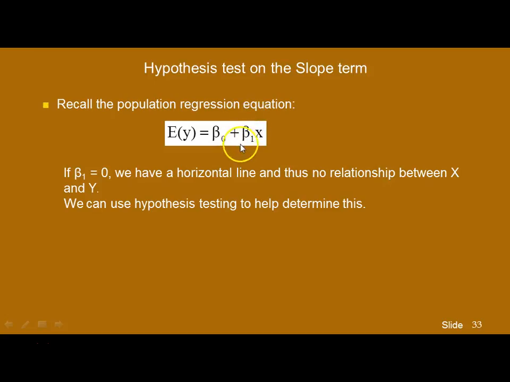Notice, of course, if this slope term is equal to 0, and we looked at this graphically earlier, then there is no relationship between x and y, or at least no linear relationship. So one of the hypothesis tests we're going to be interested in is, can we conclude that the slope is 0 or not? A slope of 0 implies no relationship.